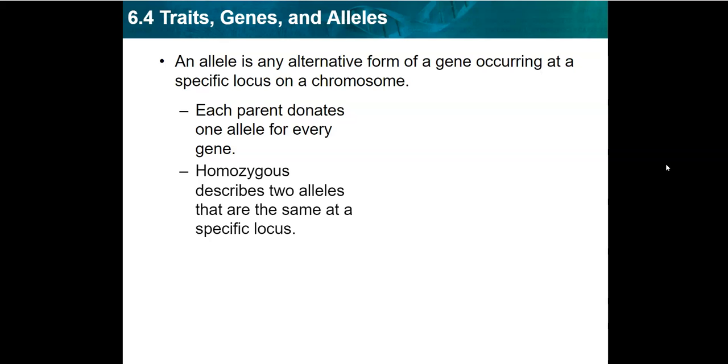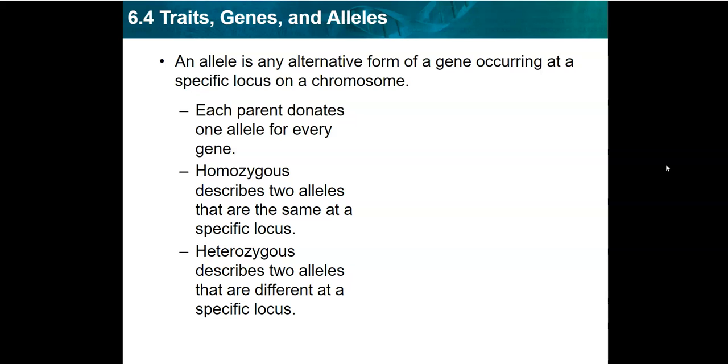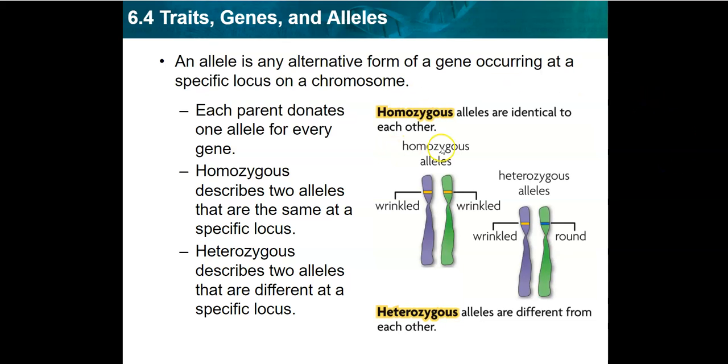Homozygous is what we use to describe two alleles that are the same at a specific locus. Heterozygous describes two alleles that are different at a specific locus. So homozygous, we can either be both dominant or both recessive. If it's heterozygous, it means you've got one big and one little letter. You can refer back to the Punnett square notes in the separate video for more explanation on how this is going to work with the Punnett squares.